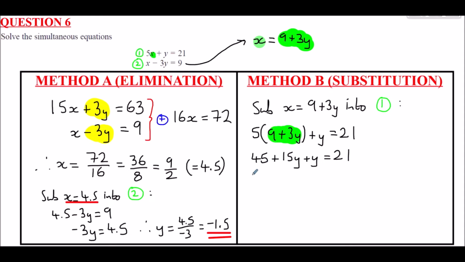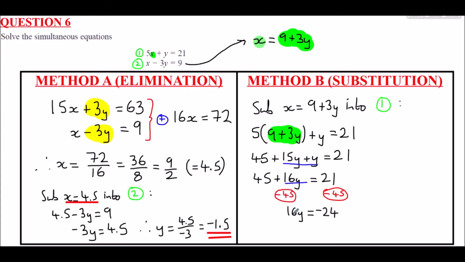Simplify it. So 45 plus 16y, because 15y plus 1y gives us 16y. That equals 21. Next, if we get 16y on its own by subtracting 45 from both sides, we see that 16y is 21 minus 45, that's minus 24.